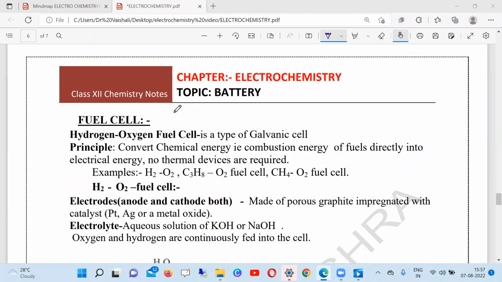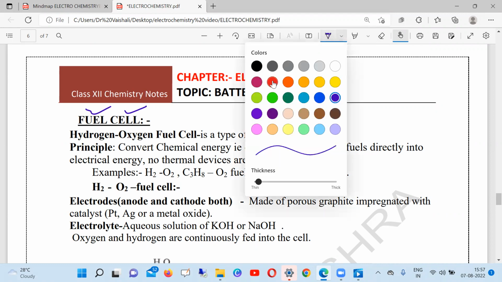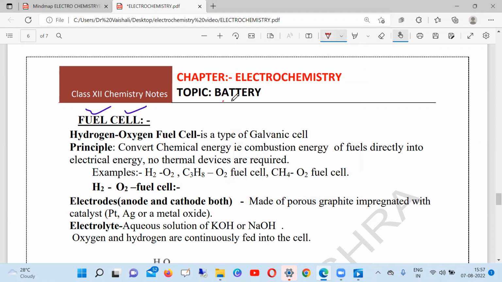Now next is what? Fuel cell. Anyone has heard about the fuel cell? Fuel cell मतलब ही हो गया fuel का cell, means the battery which is made up of fuels. Fuels is nothing but combustion. So इसका principle ही combustion पे based है. So what is the principle of the fuel cell?